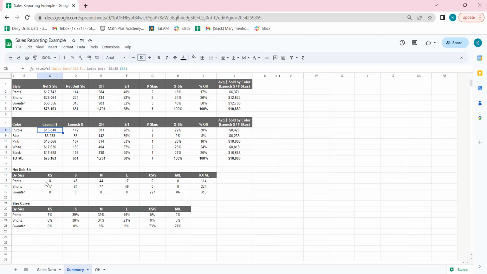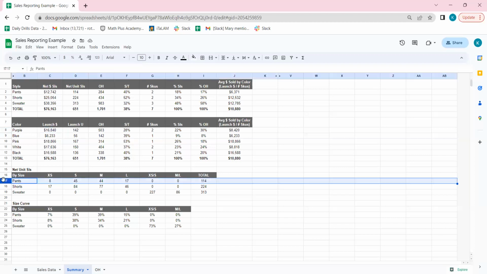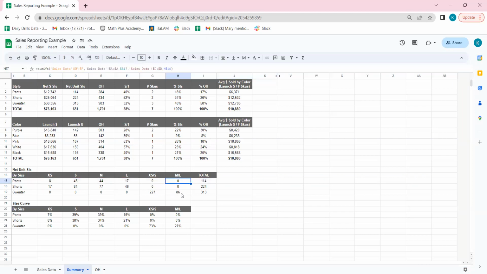The other capability that is possible to do is looking at size selling. So you can see by style, how did your sizes perform? Now there's no extra small in the pants and shorts, but that's the sizing for the sweater. So we have both size ranges in here. So this will show you how you sold by size. And down here, it calculates as a percent.